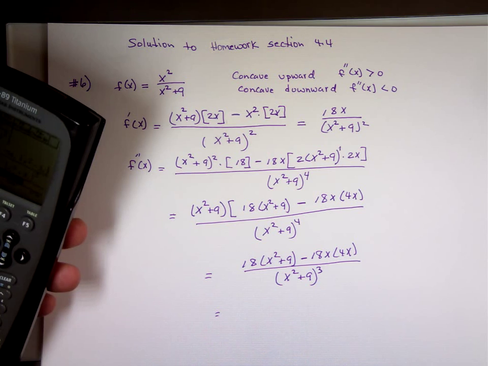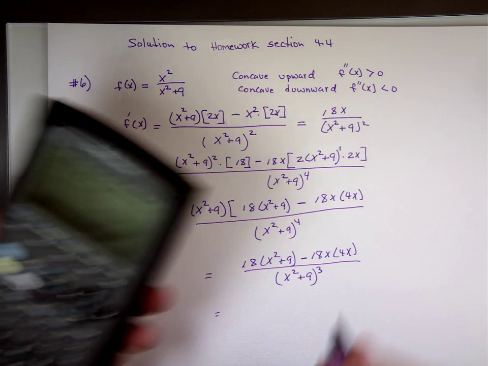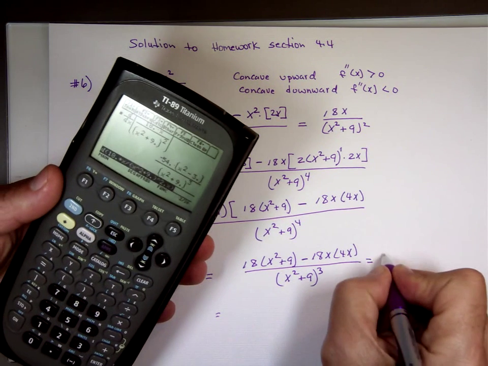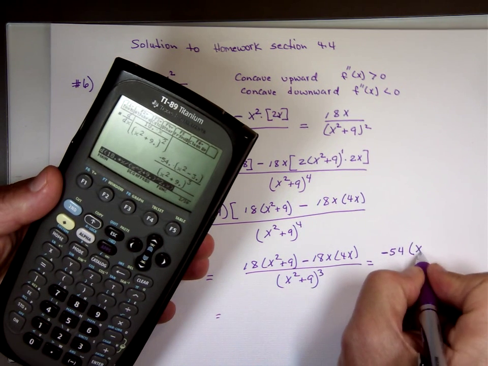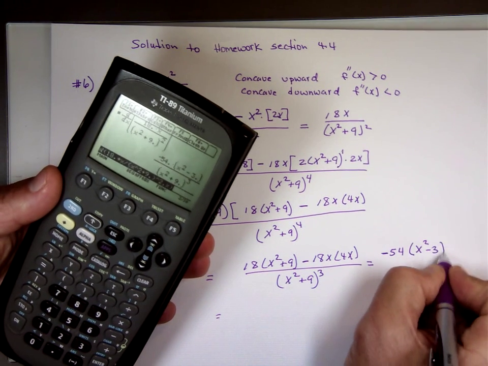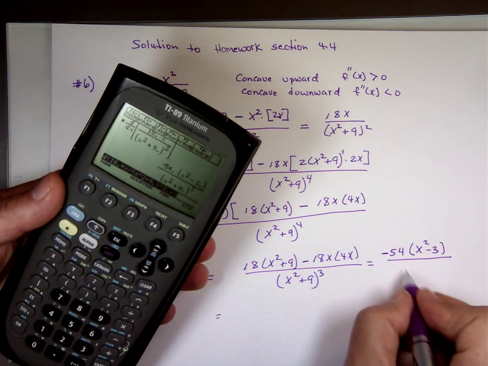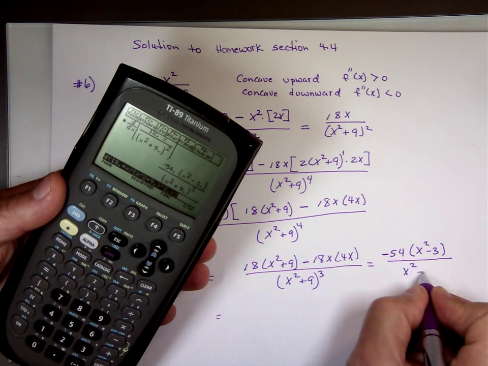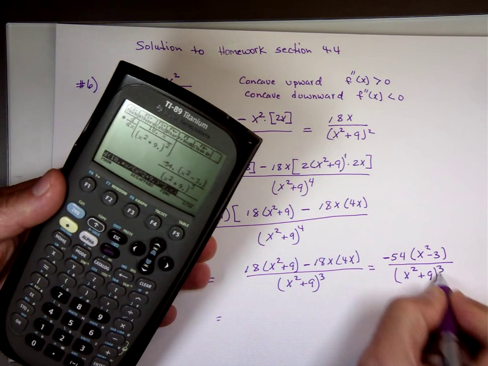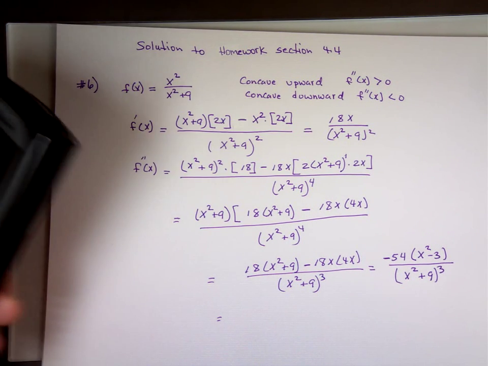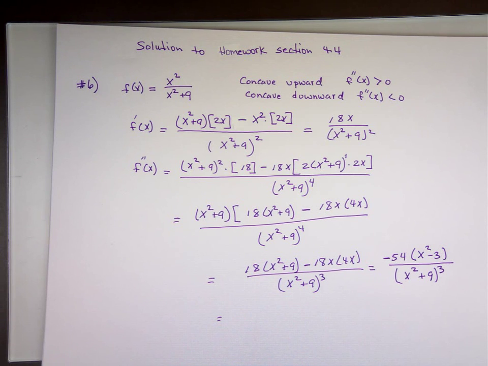And the answer, according to this, factor everything out, is negative 54 times x squared minus 3 over x squared plus 9 to the third power. So that's my second derivative.